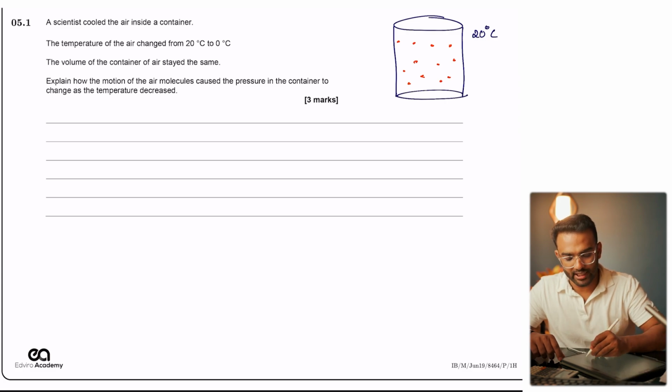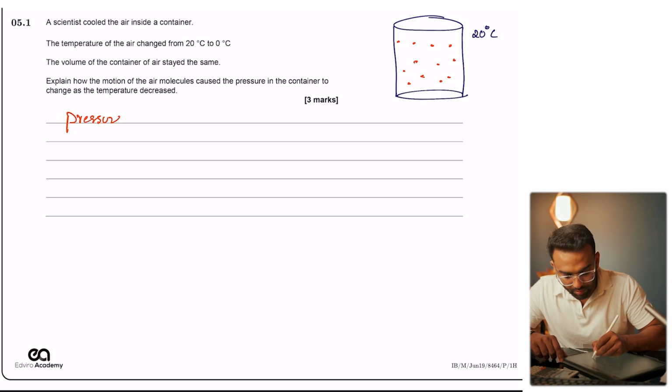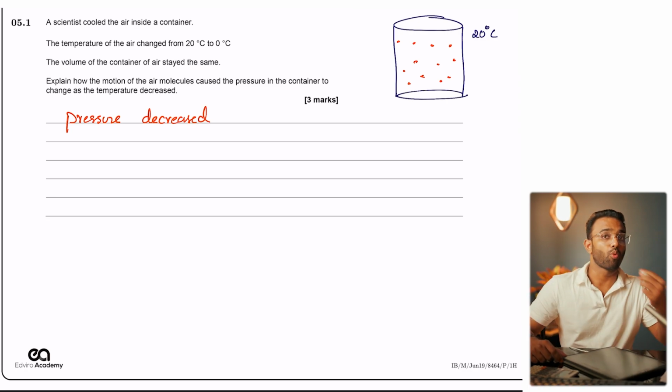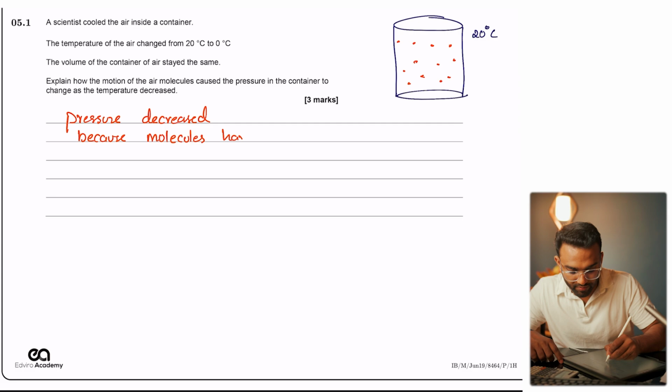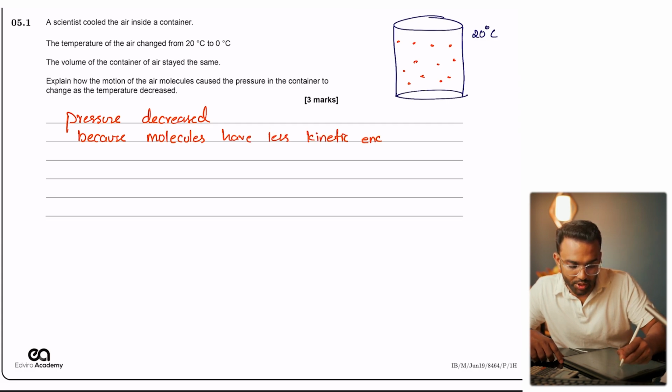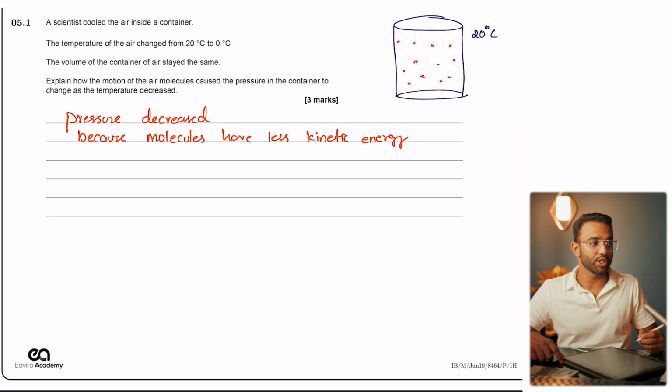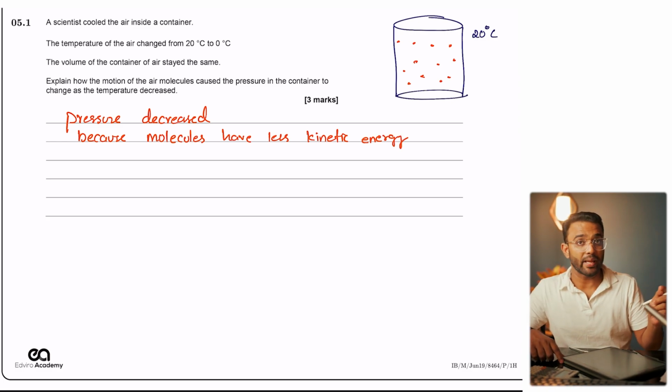So the question is, explain how the motion of air molecules causes the pressure in the container to change as the temperature decreases. You would write the pressure decreased. You want to make sure the pressure decreased. Why? Because the molecules have less kinetic energy, right? Or you could also say less speed or velocity.